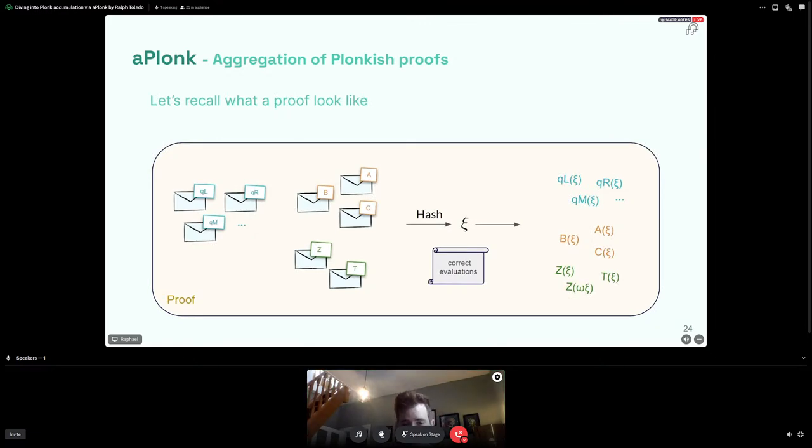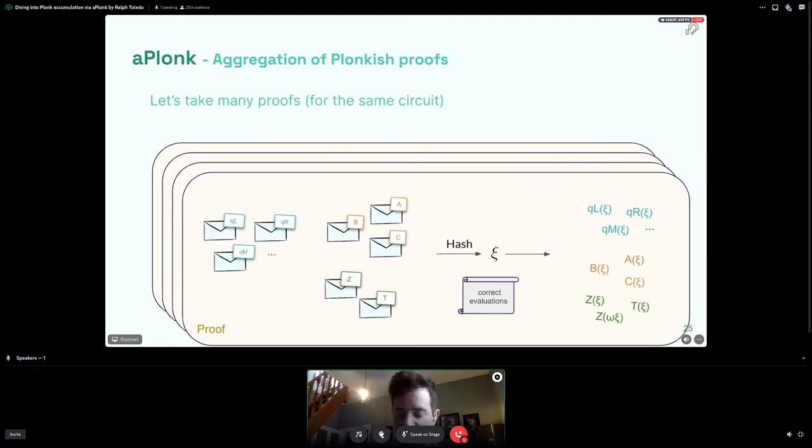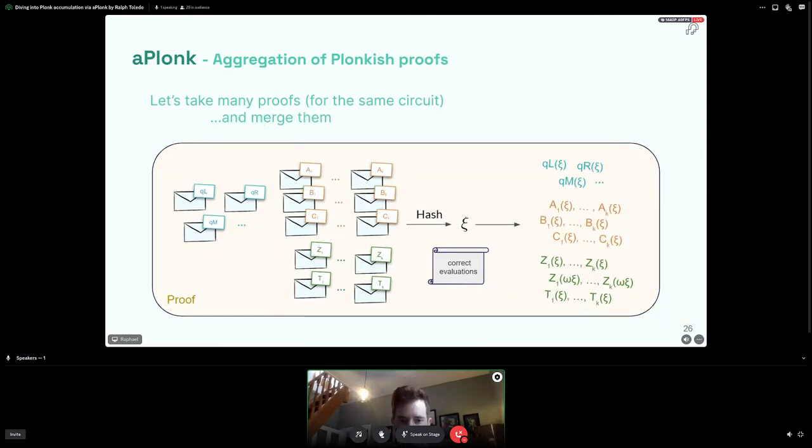So here we have a Plonk proof where we have our commitments on the selectors, wires, quotient, and permutation polynomial, the evaluations on the other side, and the hash. What we're going to do is take not one proof, but many. We want to aggregate them together, so we're going to merge all of these together. As you can see, I have many A's. I have K A's, K B's, K C's in the commitments and the evaluation.